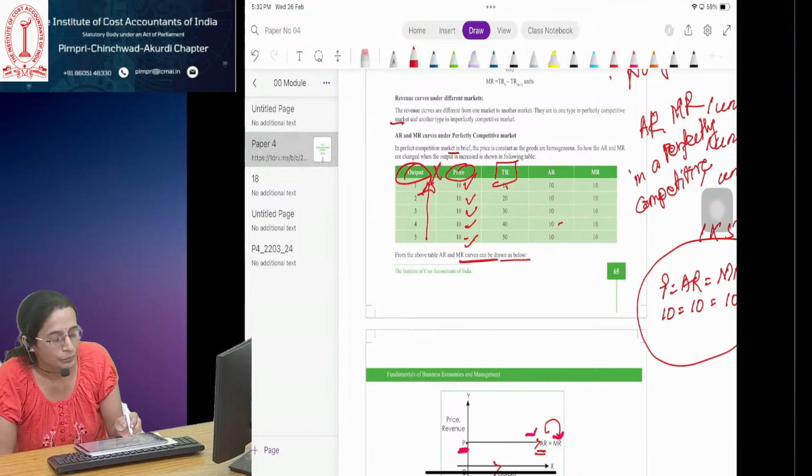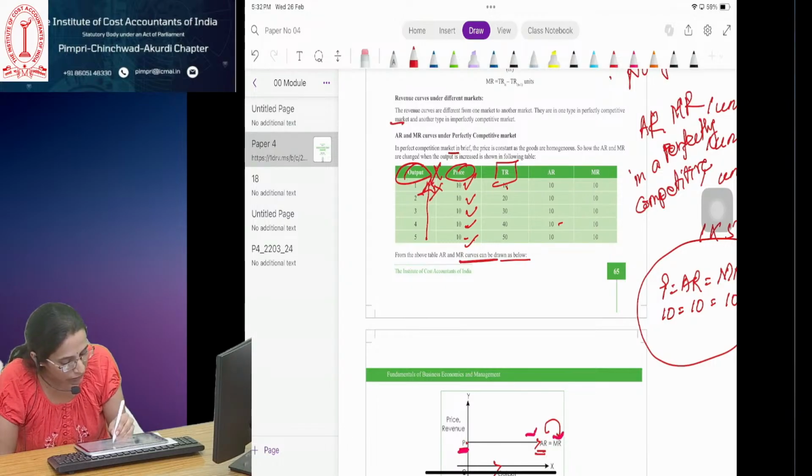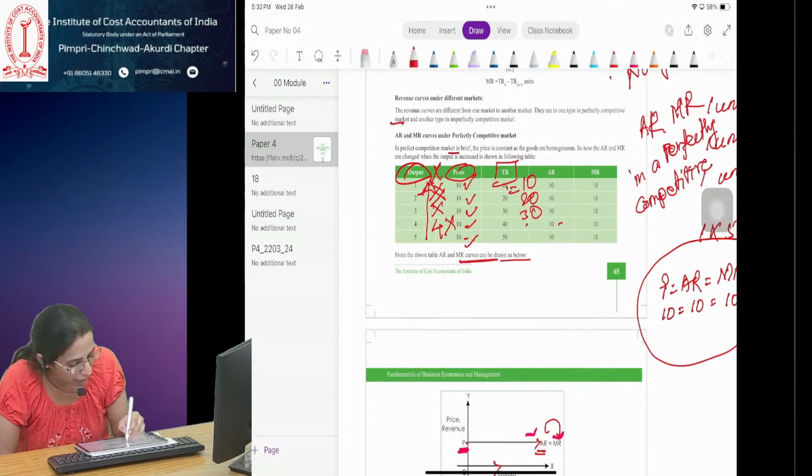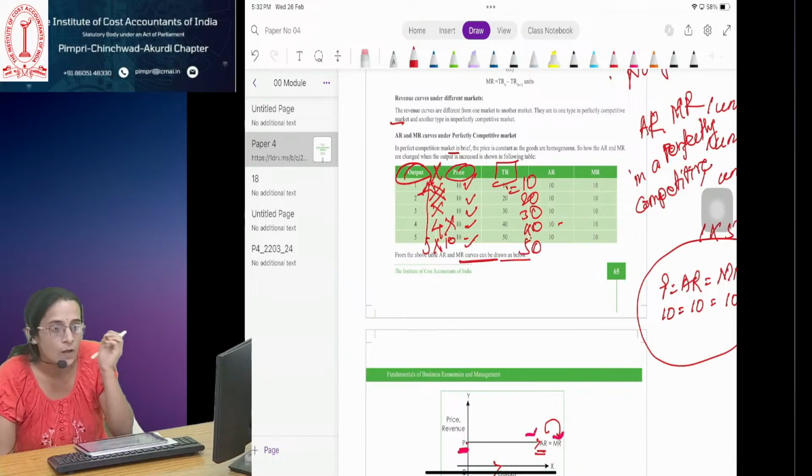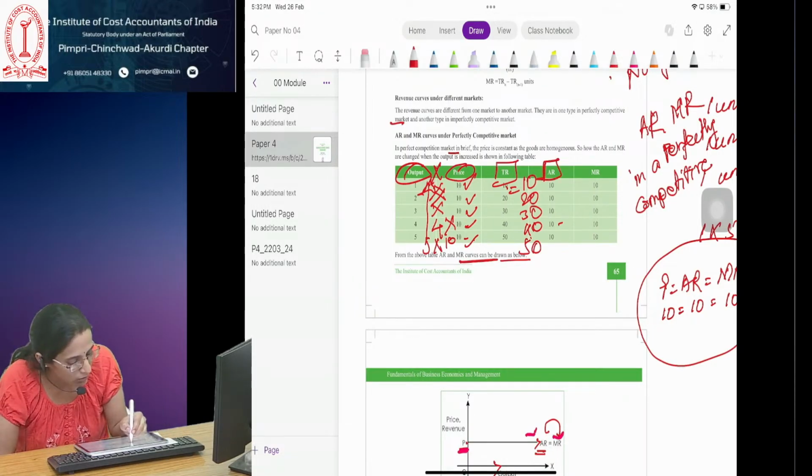Sales figure. So 1 into 10 is 10. Again, 2 into 10 gives you 20. 3 into 10 gives you 30. 4 output sold, price is 10 only, it gives you 40. 5 into 10 gives you 50. We got the total revenue. Now we will see the average revenue and marginal revenue.